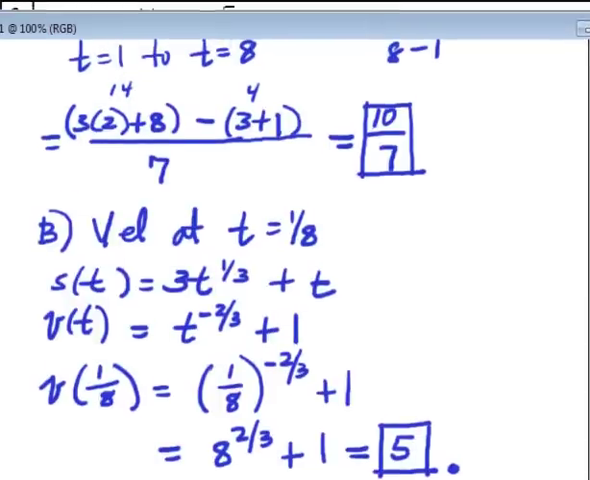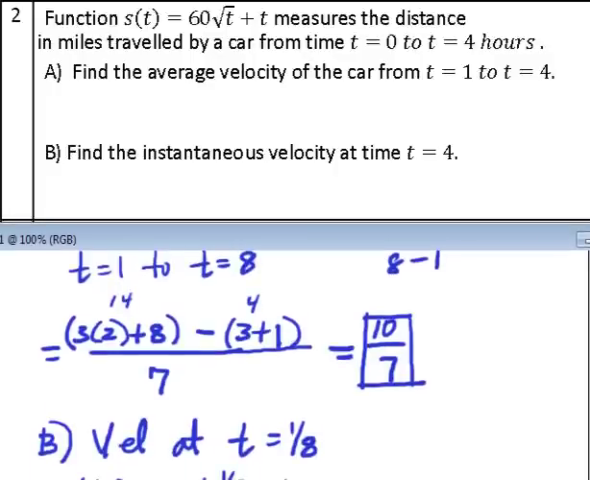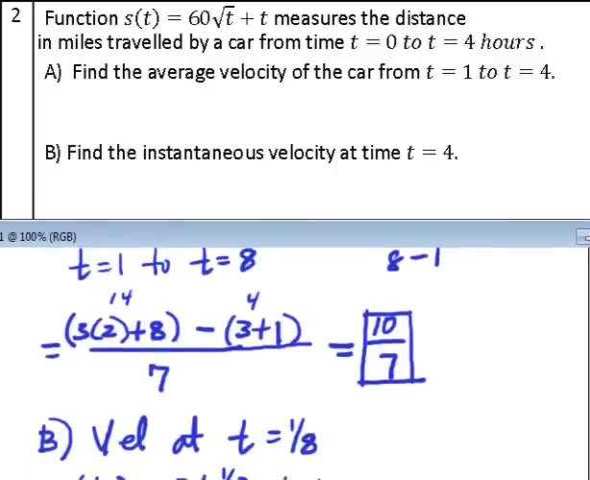Now we're ready to do question 2. So here it is. Here's question 2. All right, so pause the video, copy this down, and do this question.